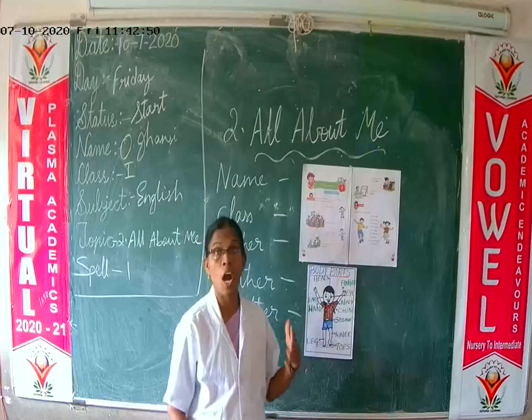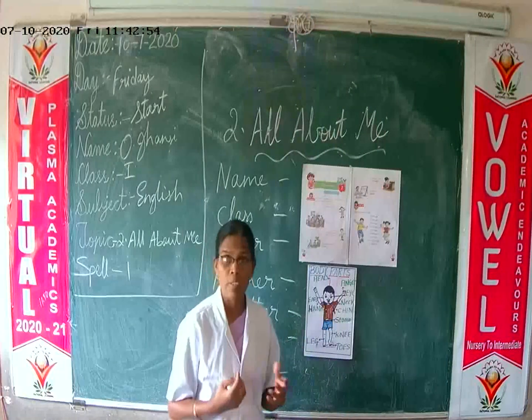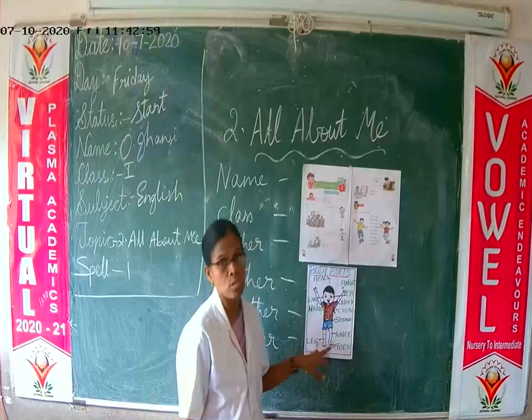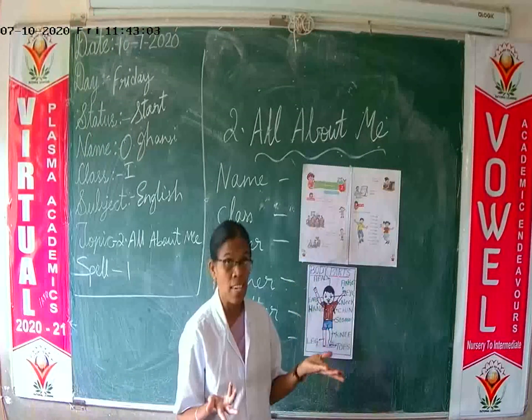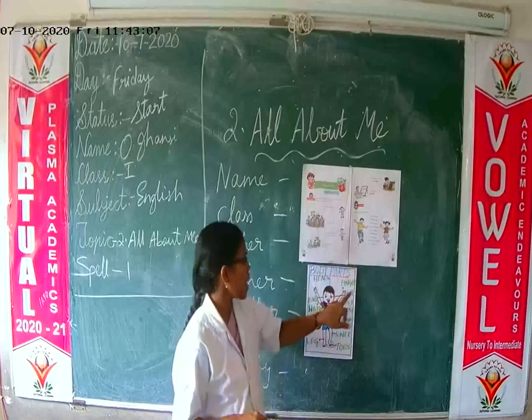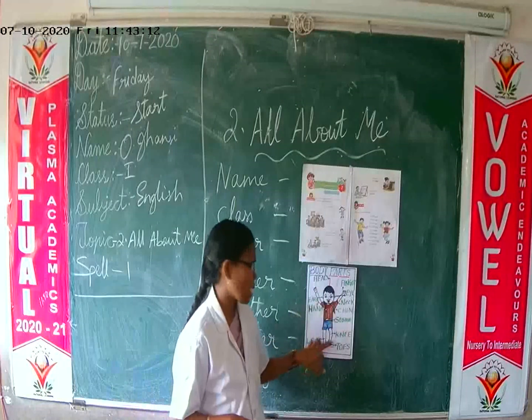Then we will see how many we have, the spellings of the parts of a body, everything we need to learn. Yes? So, these are called toes. How many toes do we have? Same as fingers. We have ten fingers, ten toes.